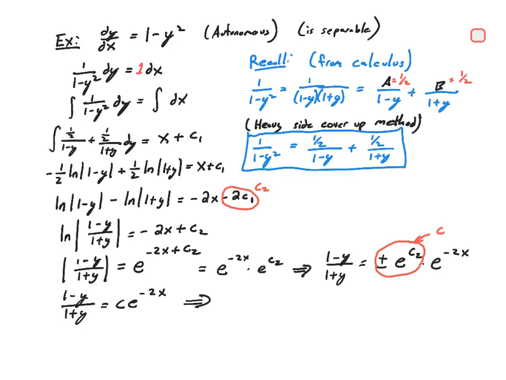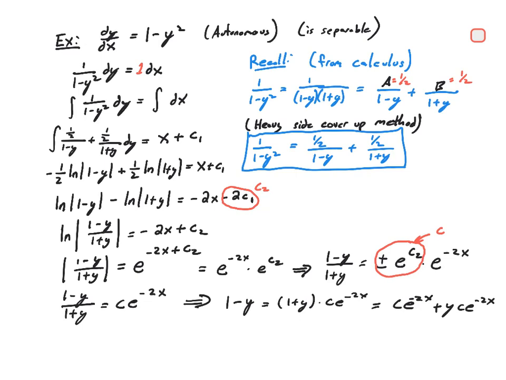And now remember the goal. I mean, don't get lost in all the algebra. The goal is to solve for y. I think usually the algebra is the hardest part. So what I'm going to do is just multiply everything through by 1 plus y. And I'm going to get 1 plus y times ce to the negative 2x. And then I'm going to distribute that to each term. So I have ce to the negative 2x, plus y ce to the negative 2x.